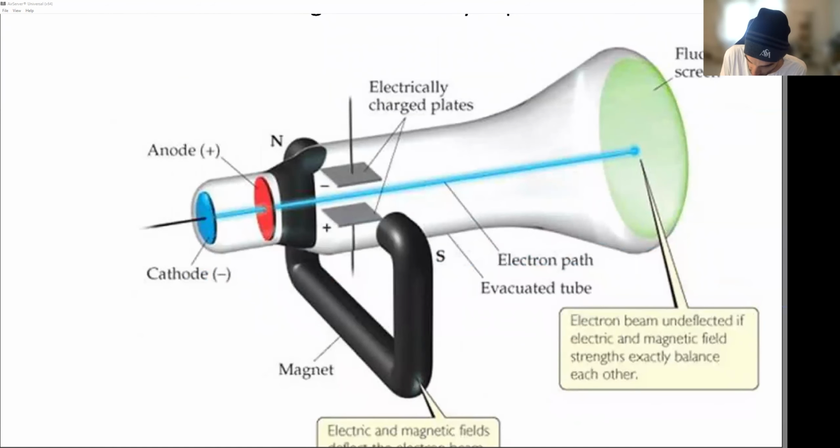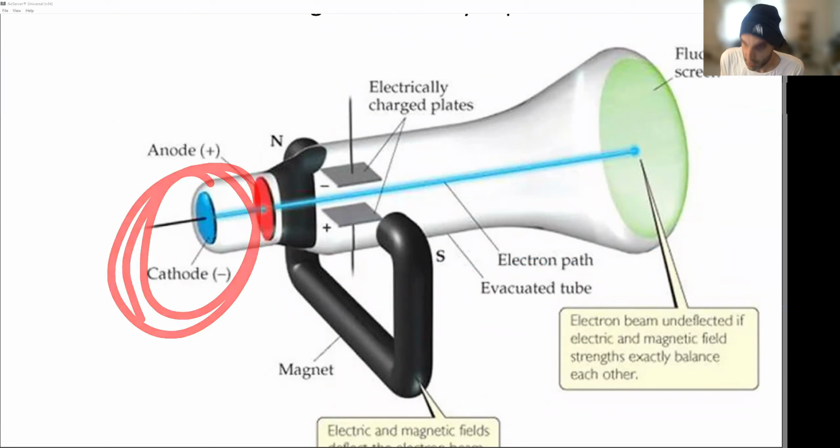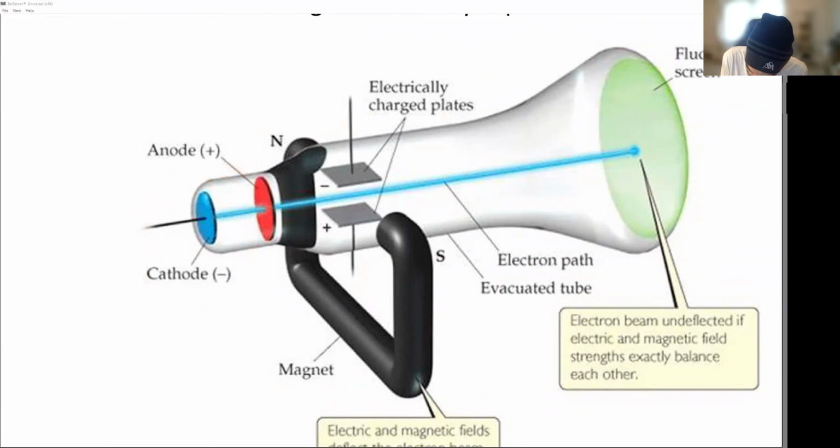Right, we're going to generate electrons right here. And because this anode is positively charged, you can essentially fire the electrons through because they're going to pick up speed, attracted to this positive terminal. And you're going to get a beam of electrons.